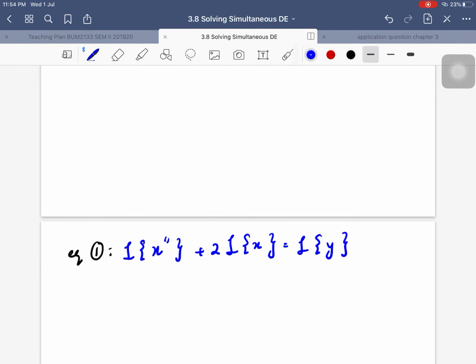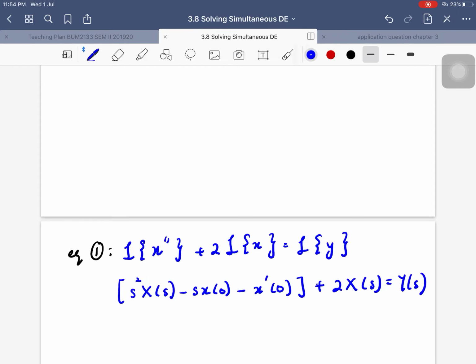Now here, first I'm going to apply the formula for Laplace of x double prime. According to the formula, it is given by s squared capital X of s. Remember, only the first term is capital and only the first term is positive. The rest is going to be minus s x of 0 minus x prime of 0. You can find this in the appendix. Then the middle term is going to be plus 2 capital X of s, and that is going to equal capital Y of s.